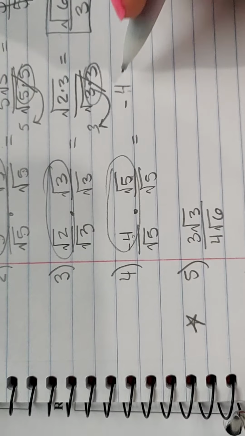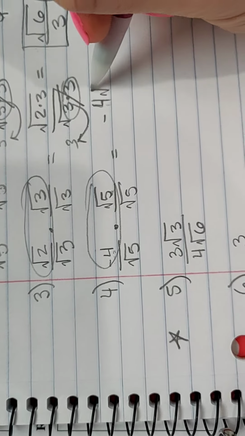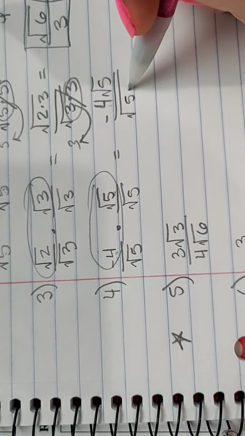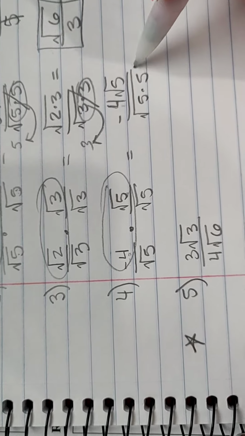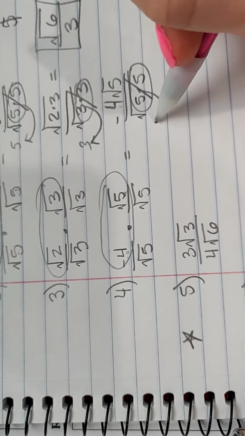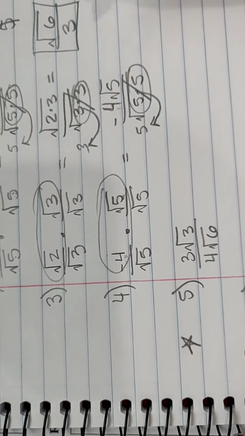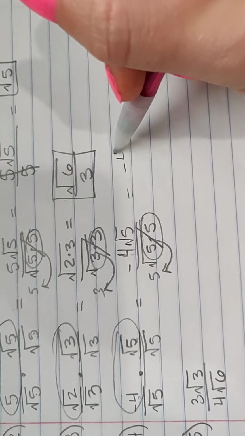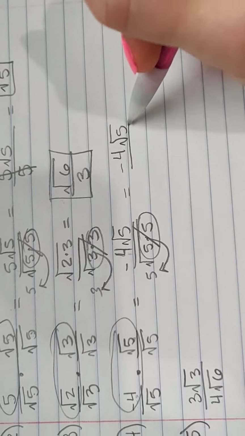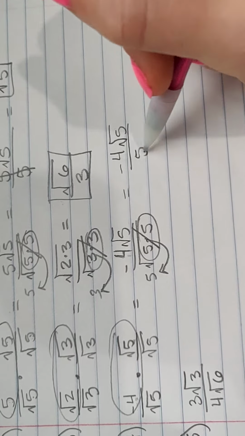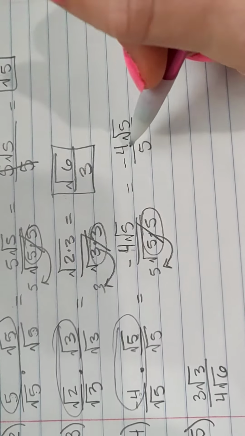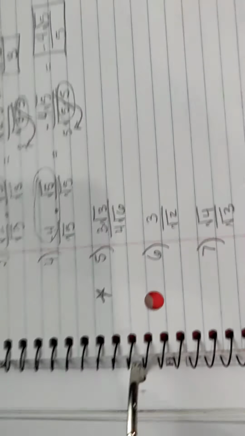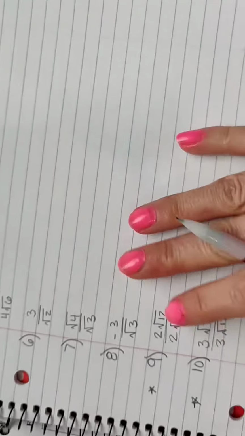I'm left with negative 4 root 5 divided by the square root of 5 times 5. And when I have two numbers that are the same, it cancels out and moves out to the front. So now my final answer is negative 4 root 5 over 5. And 4 and 5 don't reduce, so you can't cancel them out. And you are done. Moving on to number 5.